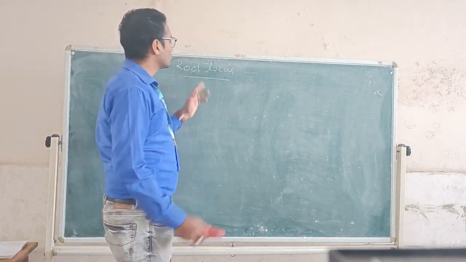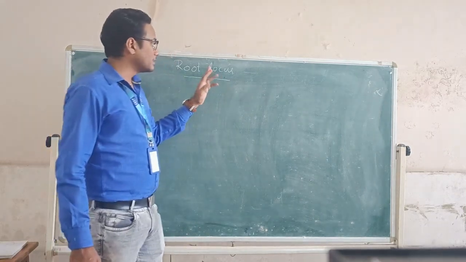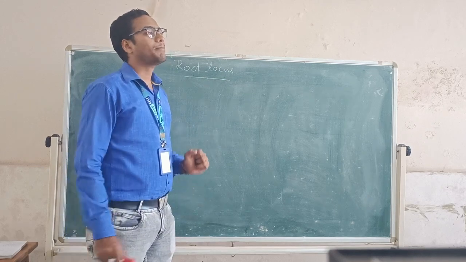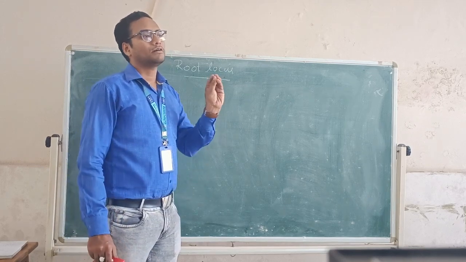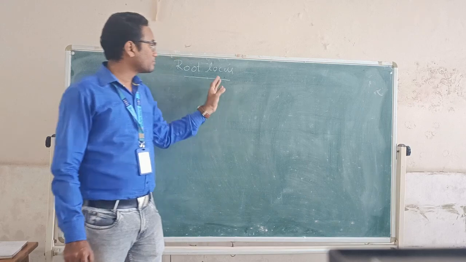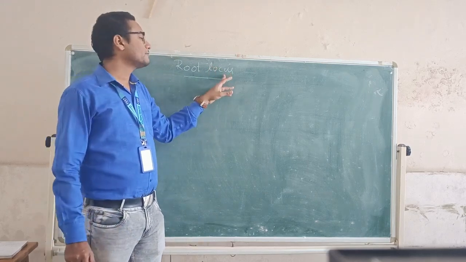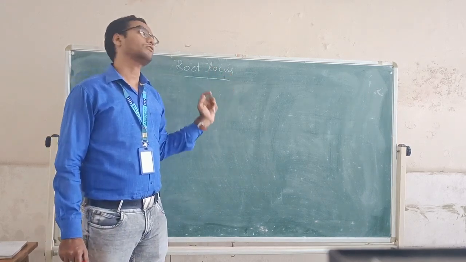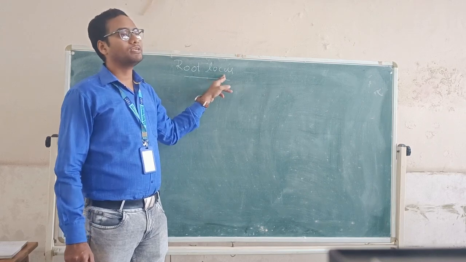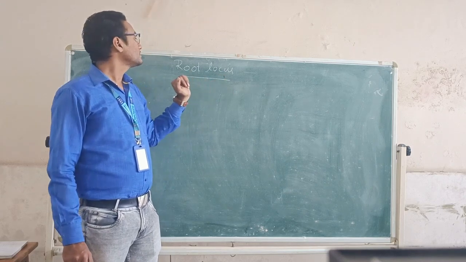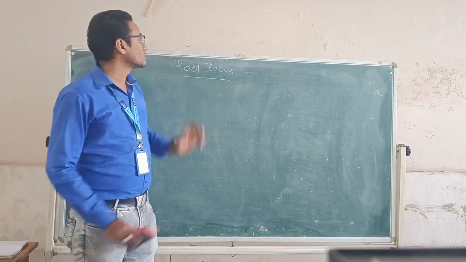So what is root locus? The locus means some path traversed by something, any object. If the path is traversed by current, it is called current locus. If the path is traversed by voltage, it is called voltage locus. For example, let us say what is root locus.